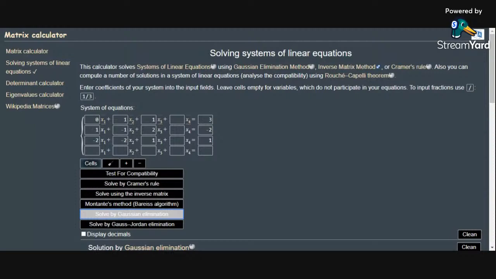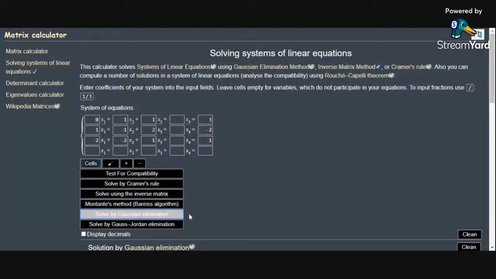It's matrixcalc.org. I've gone to where it says solving systems of linear equations, and I've just plugged in my matrix. On the left-hand side I've got 0, 1, 1; 1, -1, 2; and -2, -2, 1. And on the right-hand side I've got 3, -2, 1, the values of each of those equations. And all I did was click on solve.